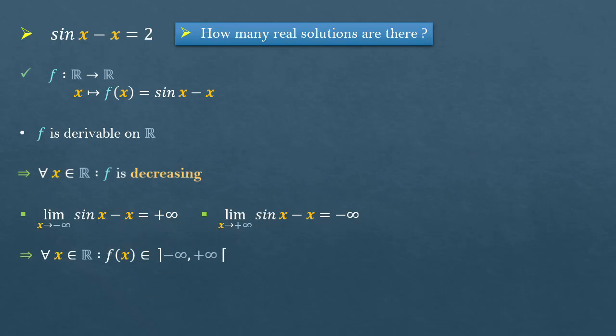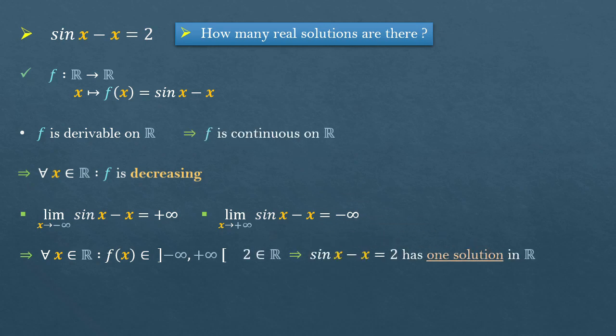Therefore, the image of the set of the real numbers R, in which we want to solve our equation, by the function f is equal to the open interval negative infinity to positive infinity. So the number 2 is included among the values that sin x minus x can be equal to. And because our function f, which is derivable on the set of the real numbers R, is continuous on this set, we can finally deduce that our equation sin x minus x equals 2 has one solution in the set of the real numbers R.